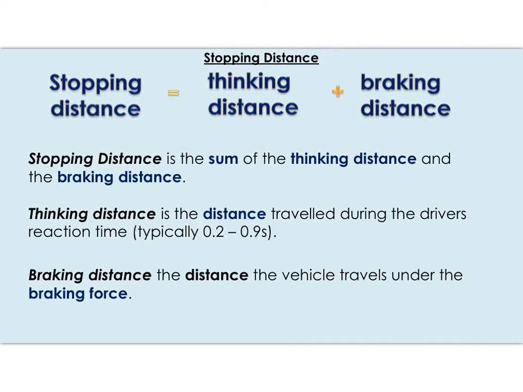So stopping distance, the definition is the sum of the thinking distance and the braking distance. Thinking distance is the distance travelled during the driver's reaction time. Remember, the key thing with all of these are always distances. So you've got to say it's the distance travelled during the driver's reaction time. The driver's reaction time, you should know, is typically 0.2 to 0.9 seconds. Obviously, it increases if we're under the influence of alcohol or if we've been using drugs or something like that.